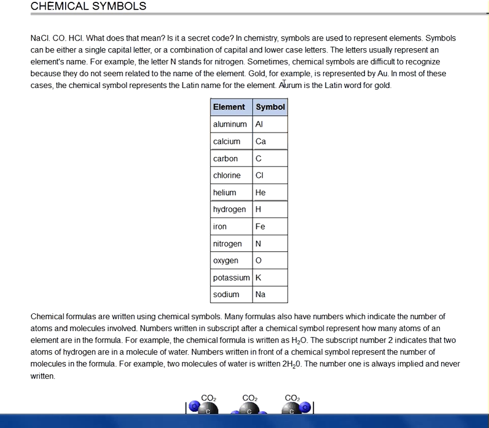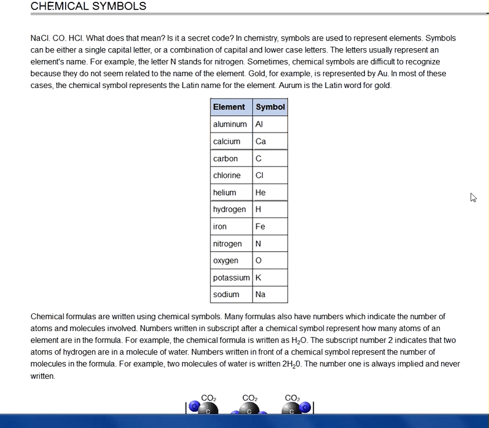Gold is not the first and second letter. It's actually capital Au. The reason being, some of the abbreviations come from the Latin word for the name of the element. A lot don't, but some do. Another thing you'll notice is that if just one letter is the symbol representing the element, it's always capitalized: hydrogen, capitalized, nitrogen, capitalized. And what do you notice about the second letter? If two letters represent that element, the first one is always capitalized, but the second will always be lowercase.